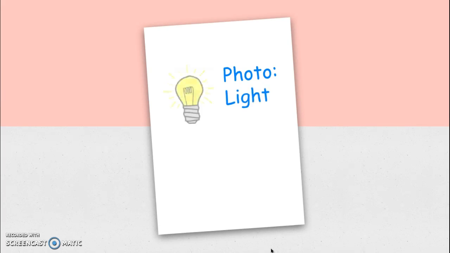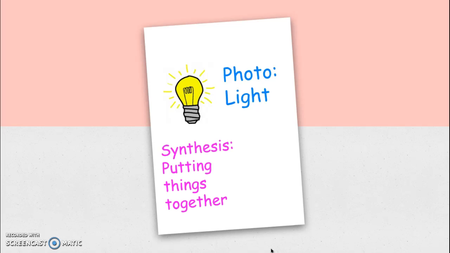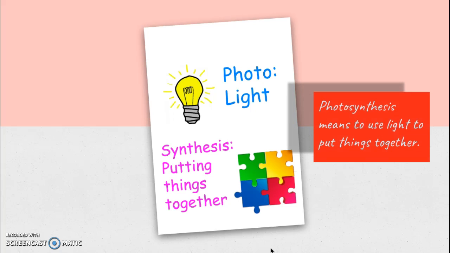So now that you've discussed, let's take a look. Photosynthesis comes from the ancient Greek language, and photo means light. Synthesis means putting things together. So when we put the two words together, photosynthesis, it means to use light to put things together. What things are being put together with light? That's right, plants.